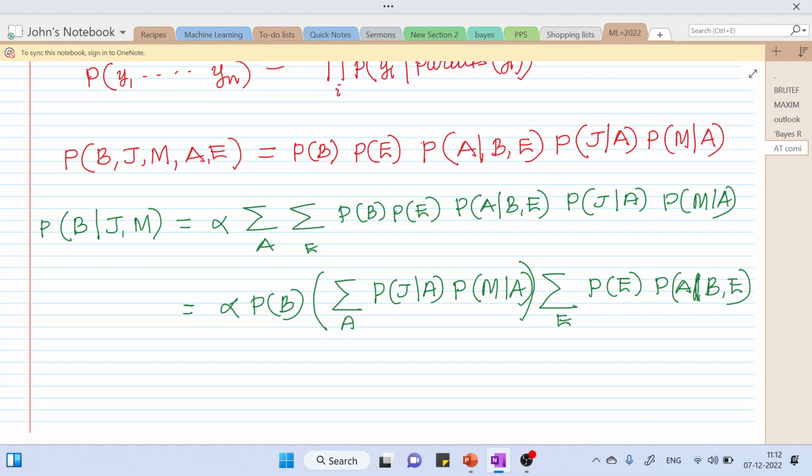Given burglary. And now what we will do is we will make a table of probabilities and we will just plug in those values there. We will continue it tomorrow.